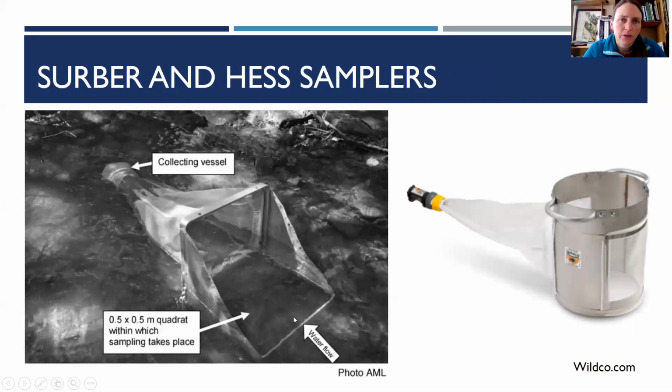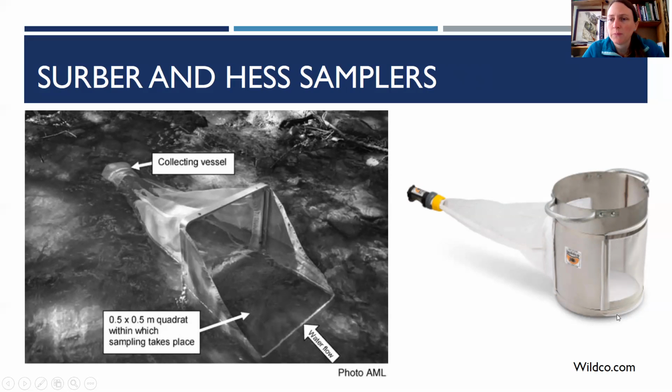Here's a closer up view of the SURBER sampler with the water flowing into it and the collecting vessel at the back, and this nice kind of quadrat in the front that helps you to sample quantitatively from a known area. This is a similar sampling device called a HESS sampler.